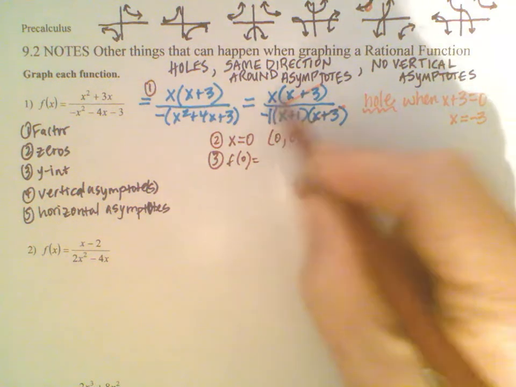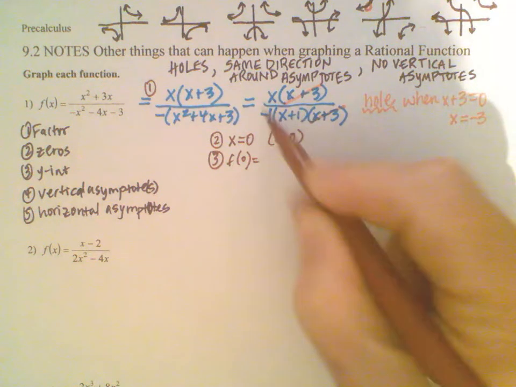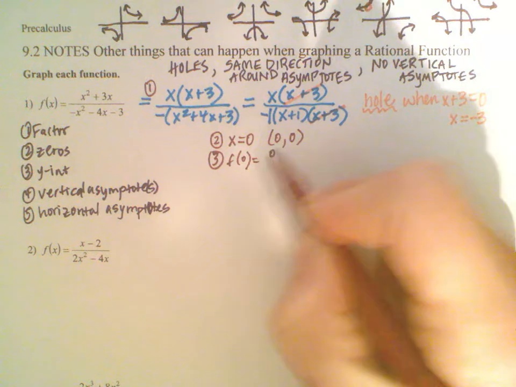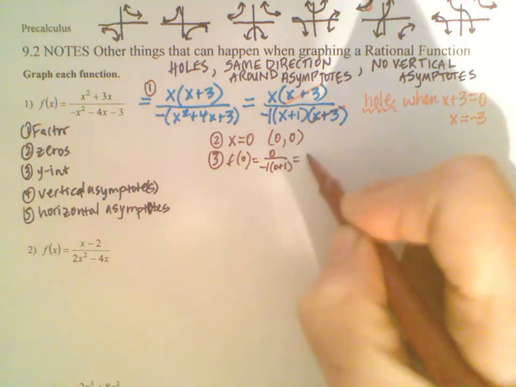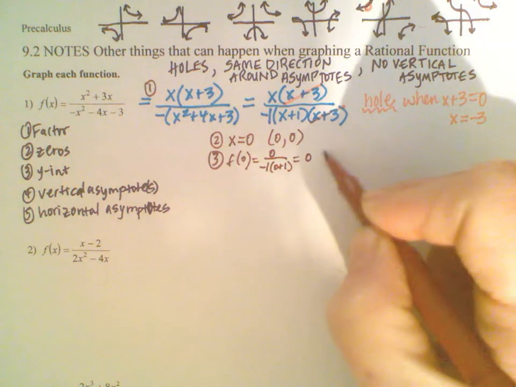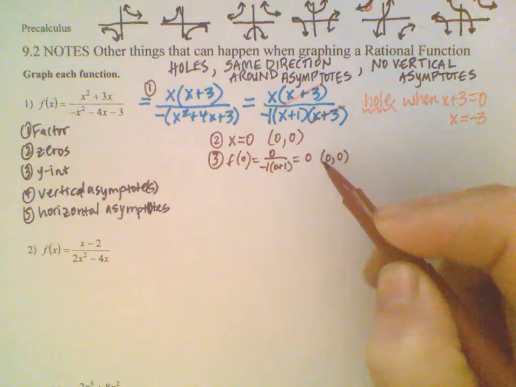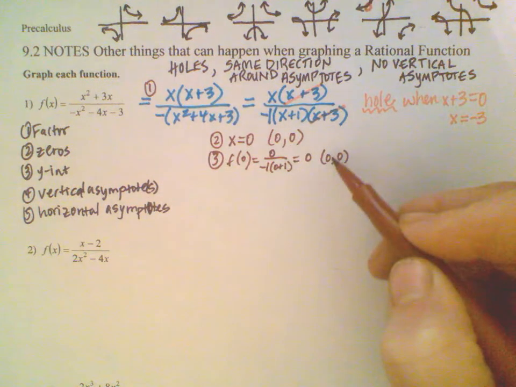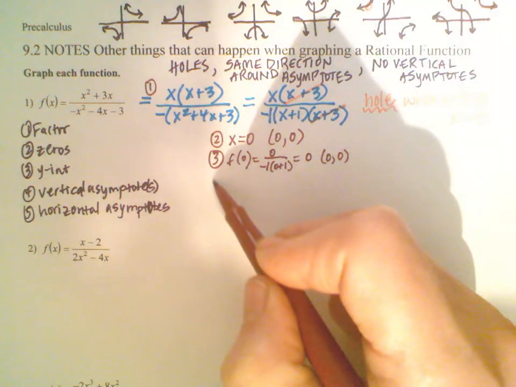And I can do it in the original form, or I can do it in the simplified form. I'm going to choose to do it in the simplified form here. So then I get 0 over -1 times 0 plus 1, which equals 0. And I saw this yesterday. I have only one point. The x-intercept and the y-intercept are the same. If the x-intercept is at the origin, the y-intercept is at the origin as well, because that's where the x and the y axes cross.